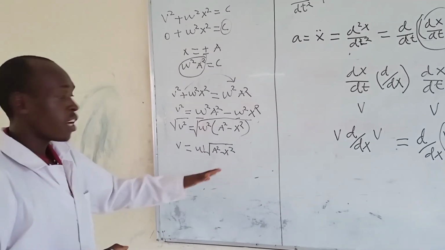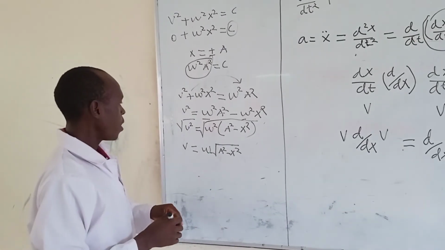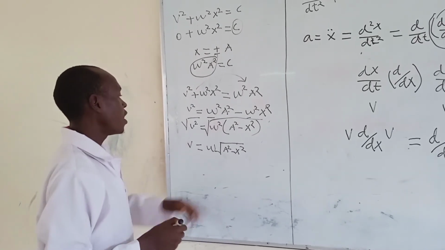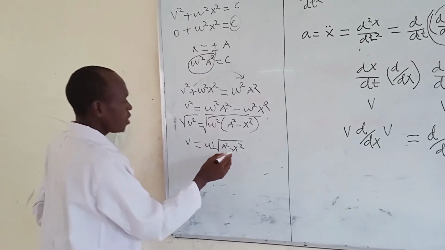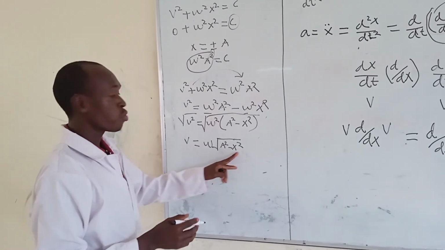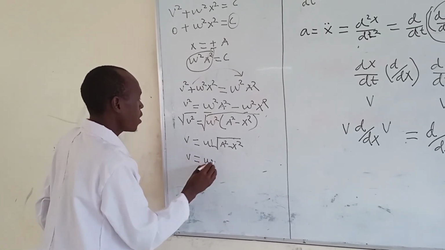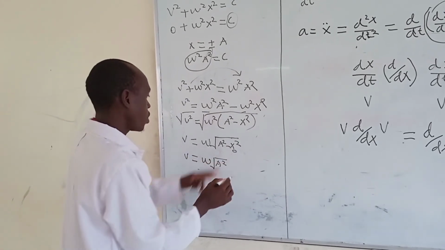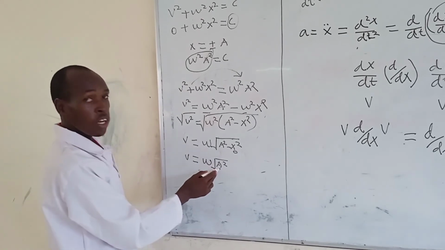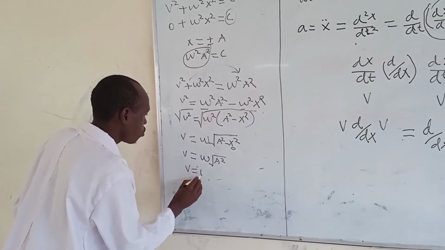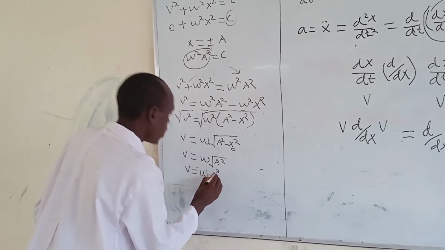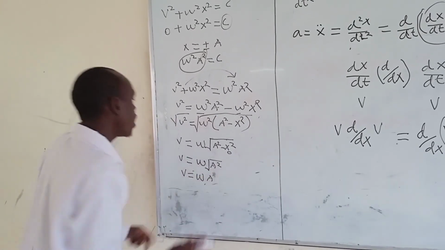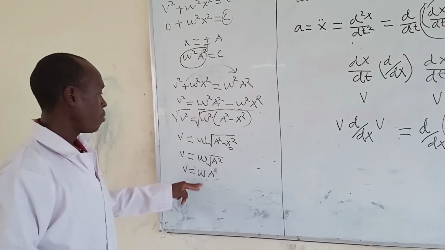Now, after reaching here, we have an assumption that at maximum velocity, x is equal to 0. So at maximum velocity, when x is equal to 0, it shall be written as v is equal to omega, the square root of a squared. Now this was 0, so we shall eliminate it. To find the square root of a squared, v is equal to omega, the square root of a squared is equal to a. Now we shall have v is equal to omega times a.